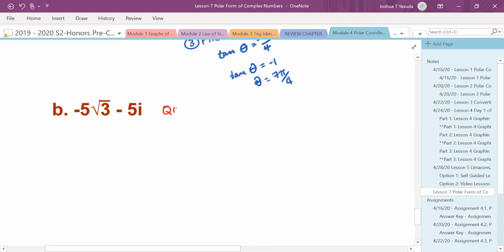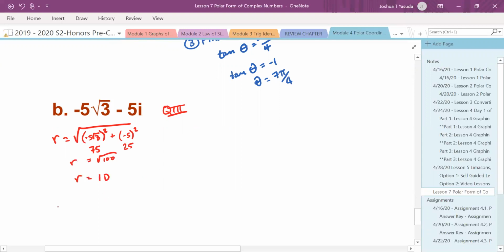So I got this as quadrant 3. And let's do r equals the square root of negative 5 squared plus negative 5 rad 3 squared. What's 25 times 3? 75? I think so. And then that's 25. Oh, look how beautiful that is. So that's 100. Square root of 100. And so the radius is 10.